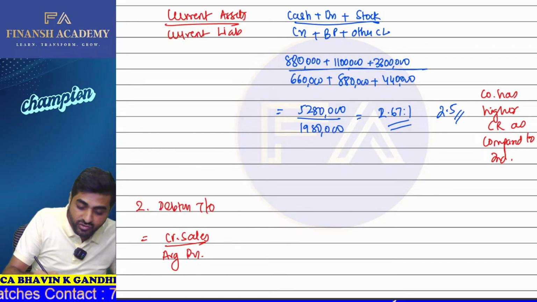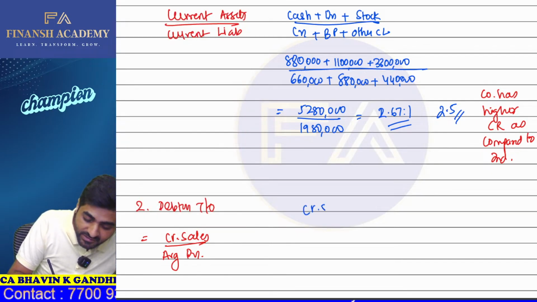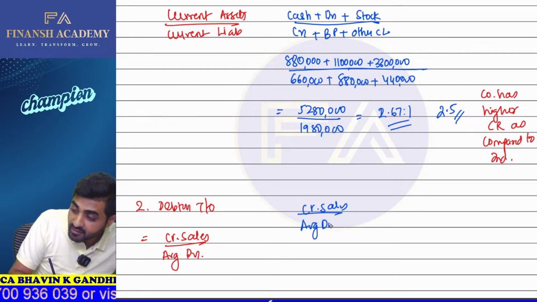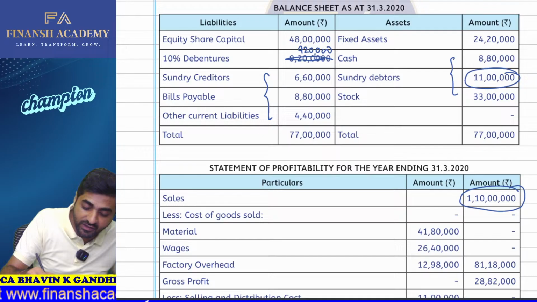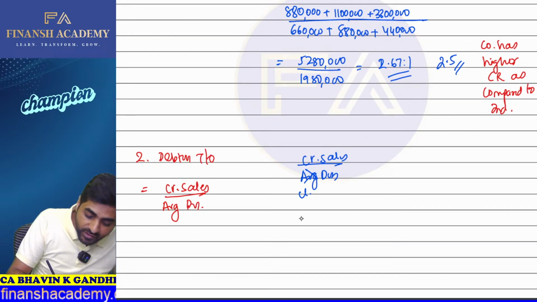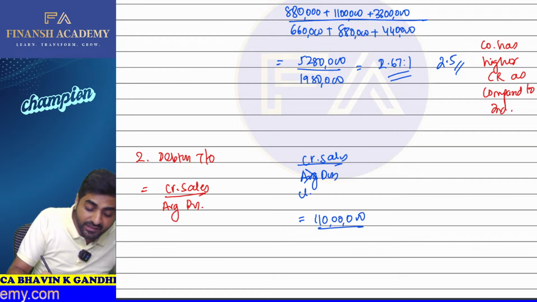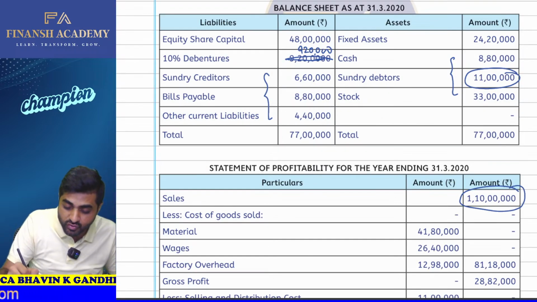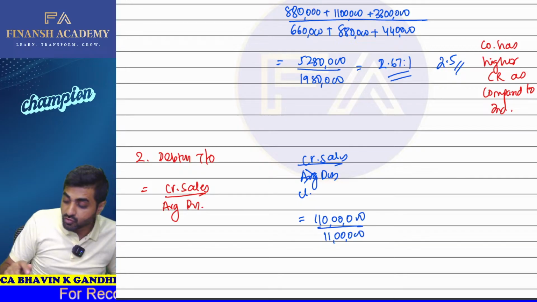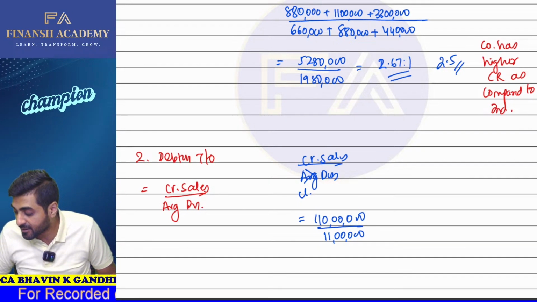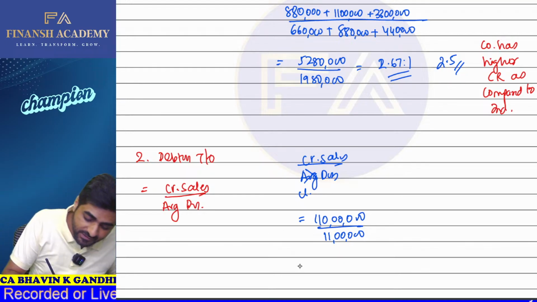Okay. So I should write down the formula here. Credit sales upon average debtors. But instead of average, we'll be just using the word closing debtors. What is the amount of the credit sales which I have? 1 crore 10 lakhs. And with this 1 crore 10 lakhs, I will now divide it by the closing debtors, which appears to be 11 lakhs. So 1 crore 10 lakhs divided by 11 lakhs will now give you 10 times.